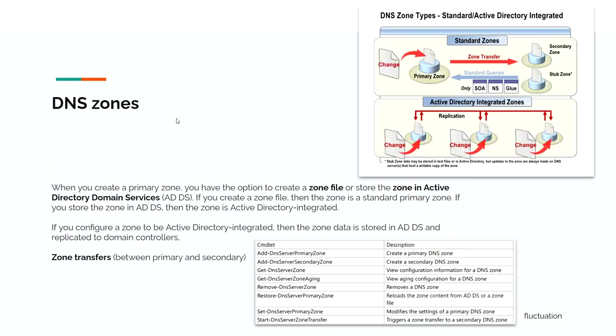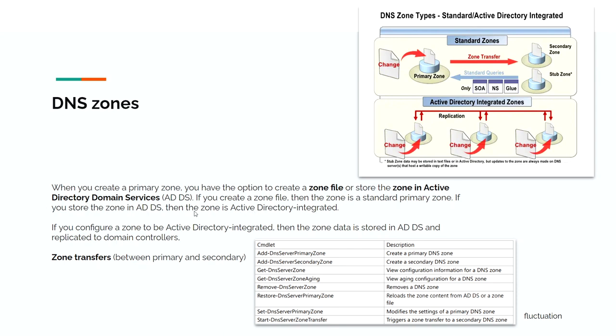So what is a DNS zone? Remember, by default, you are in an Active Directory integrated zone, okay? So meaning that when you do a change, you have a writable copy of the DNS zone. So if I change something on one of my ADs, it will be replicated automatically. So when you create a primary zone, you have the option to create a zone file, okay, or store the zone in Active Directory. If you create a zone file, then the zone is a standard primary zone. If you store it in AD, it's integrated.